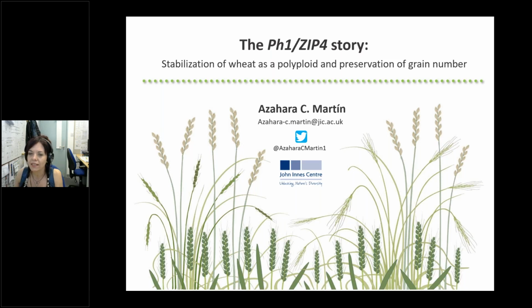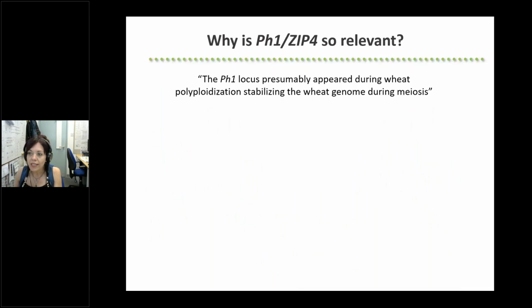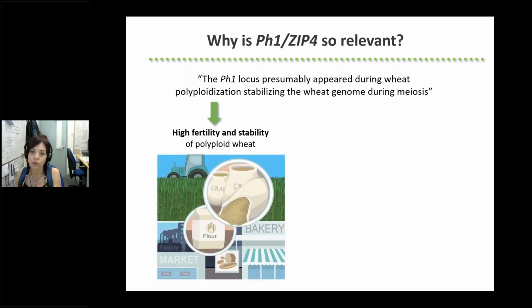I will start by saying that the Ph1 locus is a classic and mysterious locus, discovered more than 60 years ago. It has been widely used in breeding since the 70s and studied by many different groups. So why is it so relevant? Why has there been so much interest in it? Well, we could say that without this locus, we wouldn't have the wheat that we cultivate today. Presumably, this locus appeared during wheat polyploidization, stabilizing the wheat genome during meiosis, and by doing that, allowing wheat to be the highly fertile and productive cereal that it is.